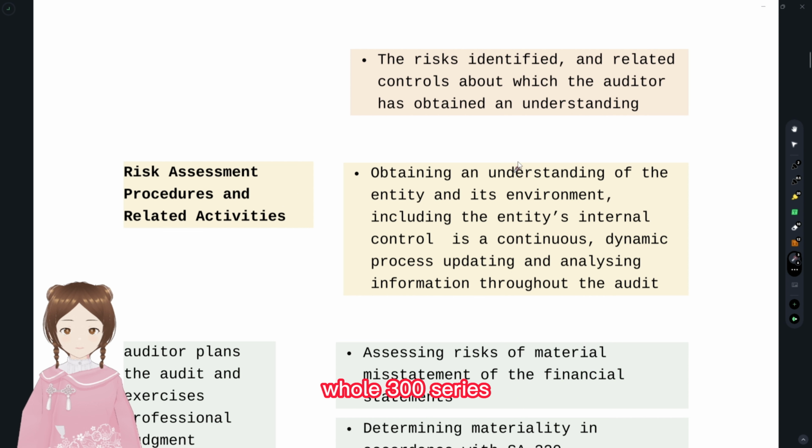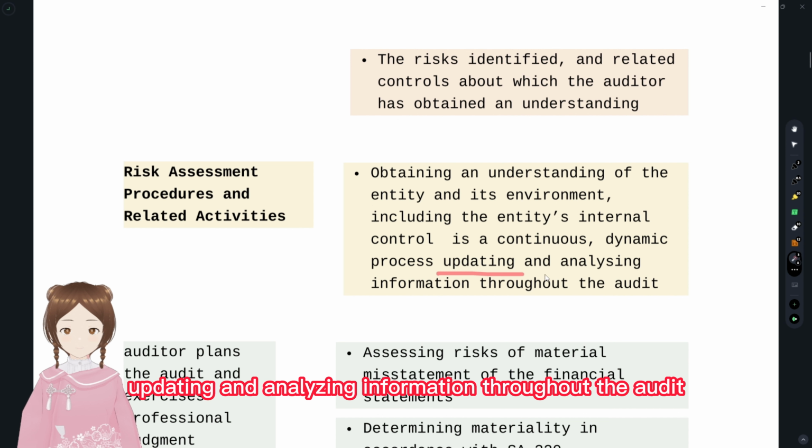So, obtaining an understanding of the entity and its environment, including the entity's internal control, is a continuous, dynamic process of updating and analyzing information throughout the audit.